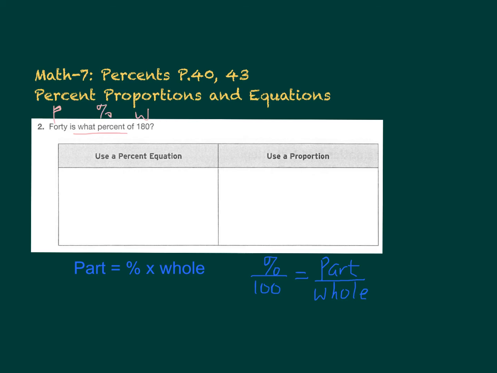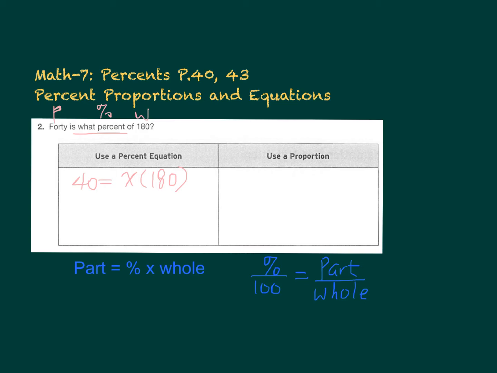Okay, so for the percent equation, let's just plug all these elements into the formula. Okay, so part is 40. So you write down 40 equals, percent is what you're looking for, so I'm just going to call it x, times whole. Whole is 180. Okay, so we have 40 equals x times 180, or 180x.